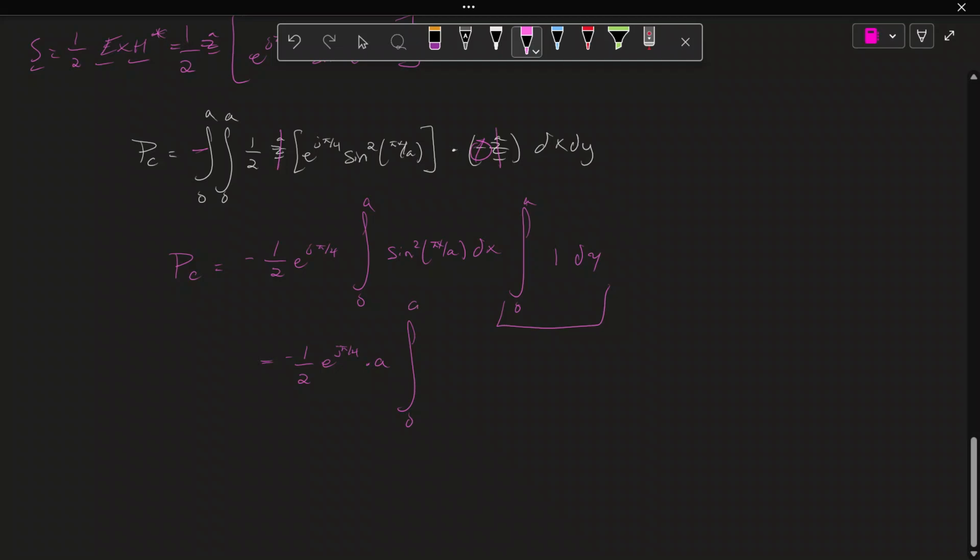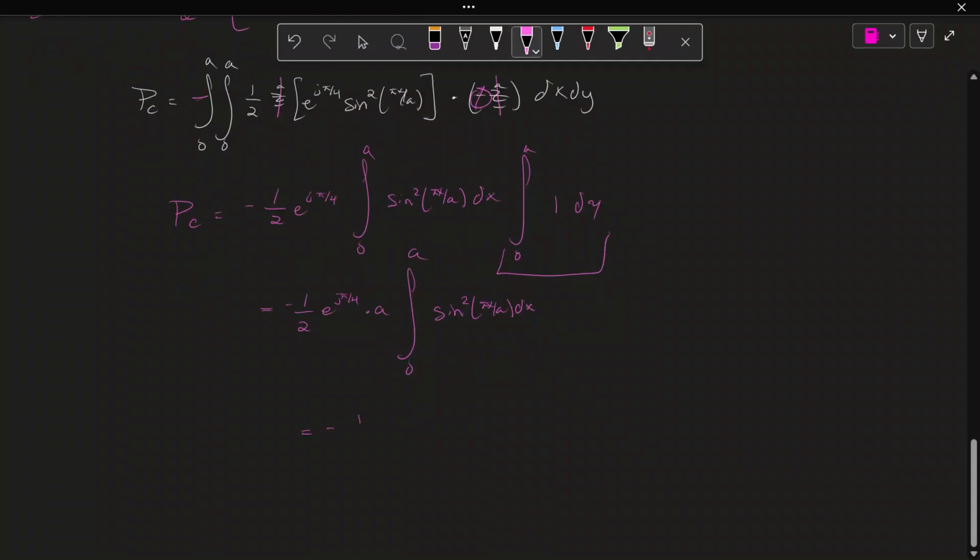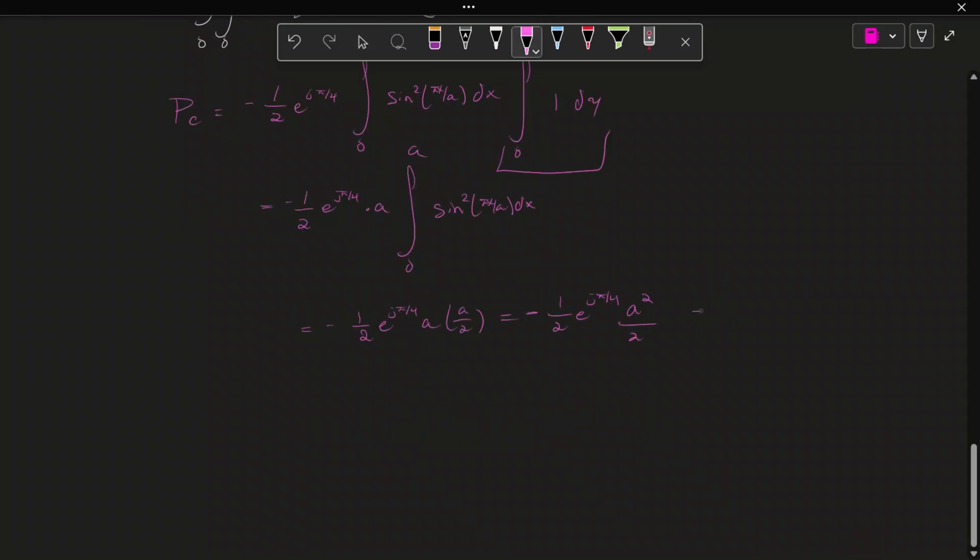Now do the integral from 0 to a of sine squared pi x over a dx. Remember from before, we use our calculator here. Negative 1 over 2 e to the j pi over 4 times a times a over 2, which is equal to 1 over 2 e to the j pi over 4 a squared over 2. I guess we can put a squared over 4. And don't forget your negative. I forgot it here. There we go. So this is equal to negative a squared over 4 e to the j pi over 4.